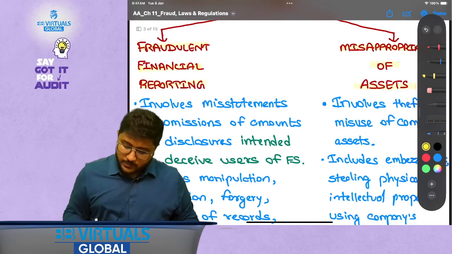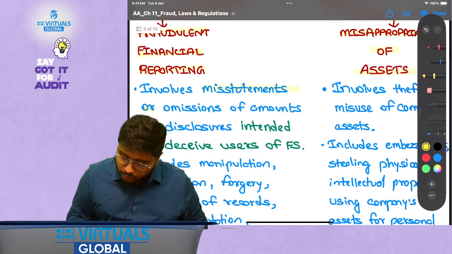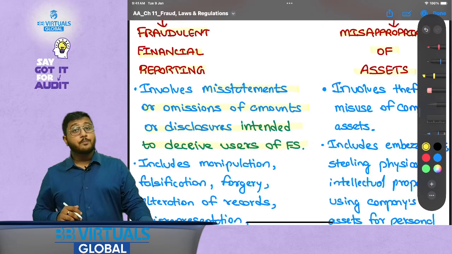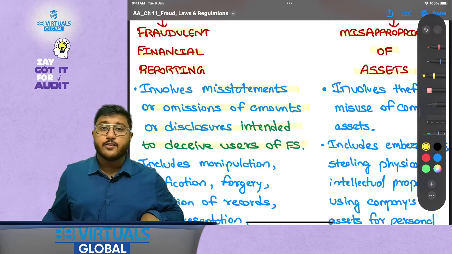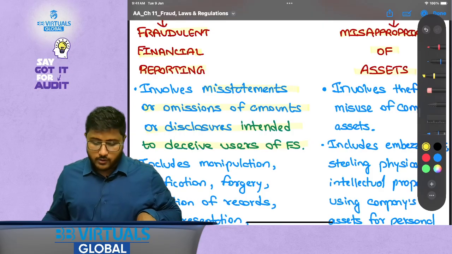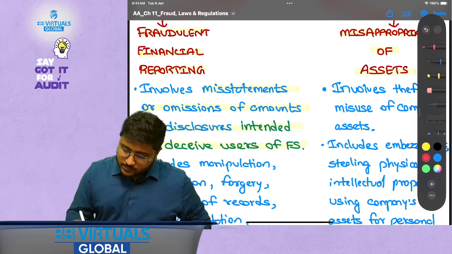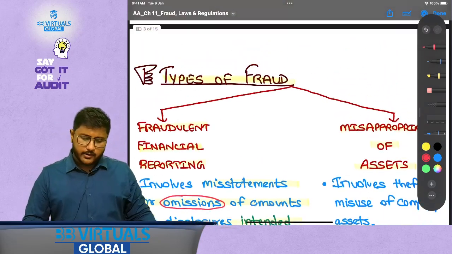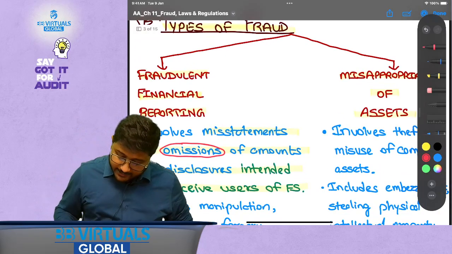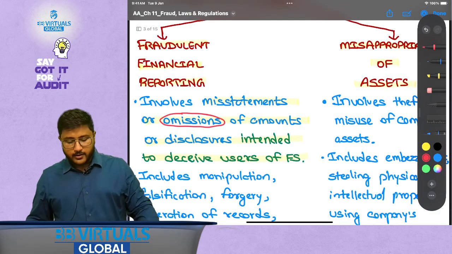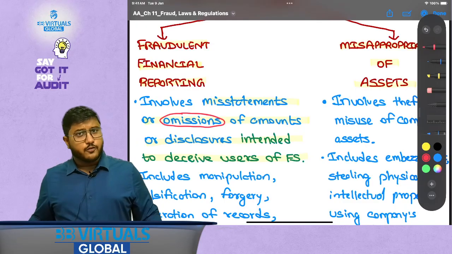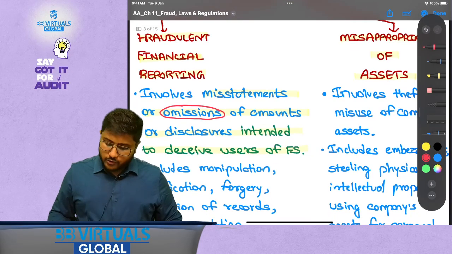So fraudulent financial reporting involves misstatements or omissions of amounts or disclosures intended to deceive users of financial statements. Now one question comes to the mind of a student is why omission is covered over here. Omission was an error, right? And it is a type of fraud, but this is intentional. That is why omission of amounts is covered as fraudulent financial reporting.